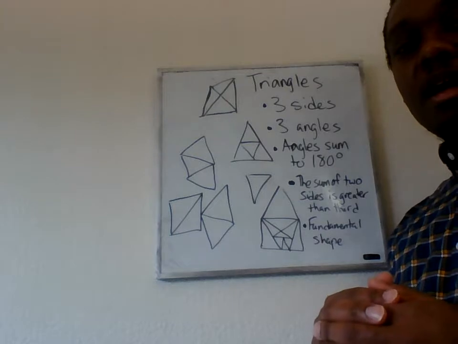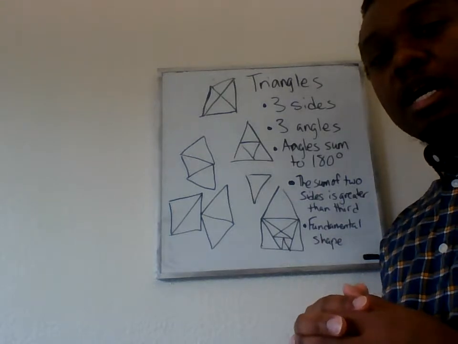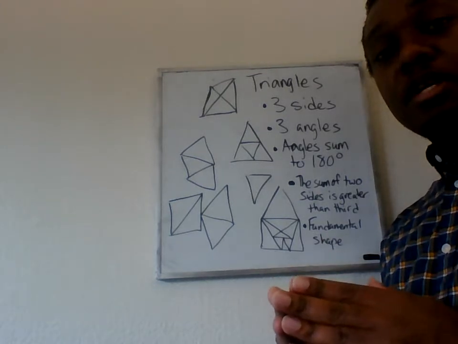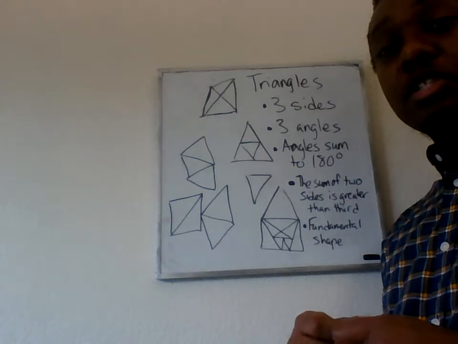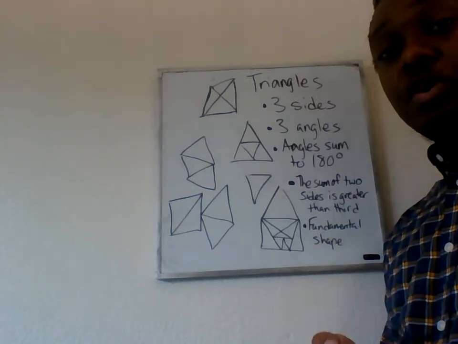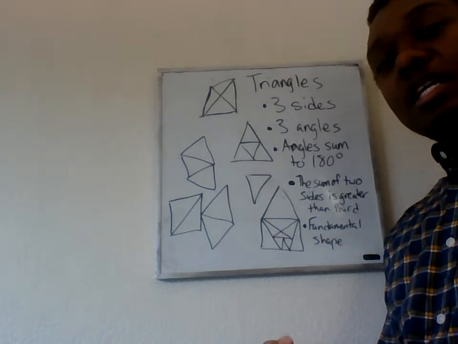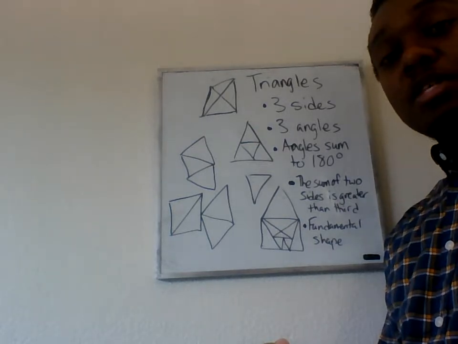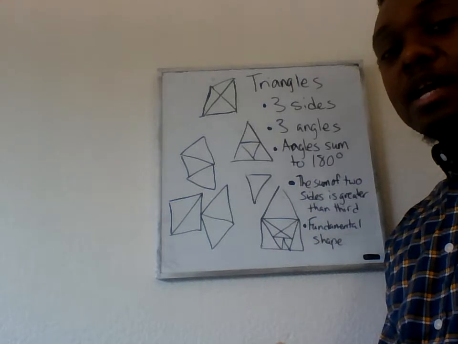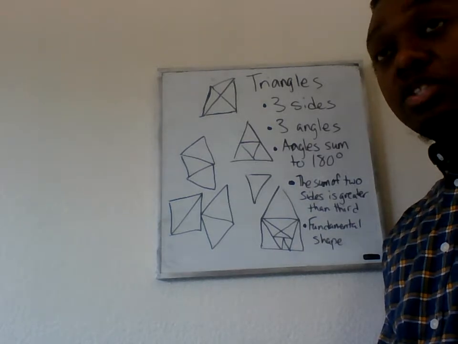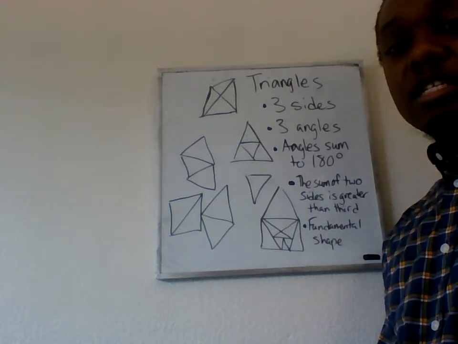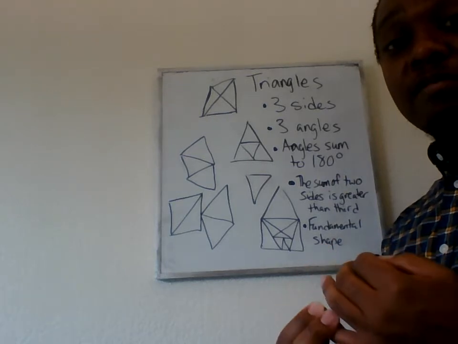Okay. So also, again, it is the fundamental shape. Honestly, with triangles and circles, you can make any object that you want in the world. This is kind of cool, actually. So yeah, those are triangles. Three sides, three angles. The angles add up to be 180 degrees. The sum of two sides has to be greater than a third, and it is the fundamental shape.